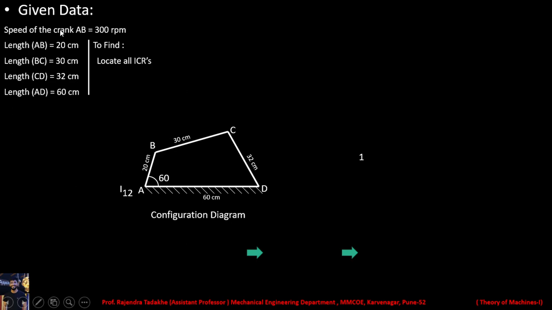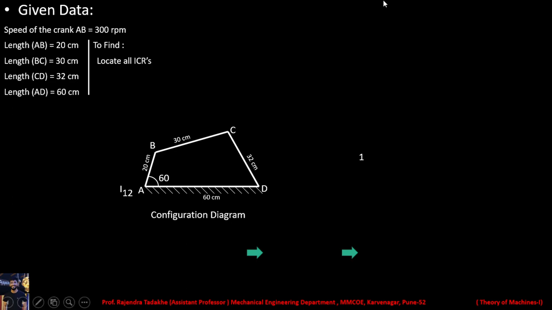Okay, so the speed of the crank AB is given, which is 300 rpm, and dimensions of all the 4 links are given. So those are marked, and the angle of crank AB with respect to the fixed link AD is given, which is 60 degree. And what we have to do is locate all the instantaneous centers when the crank AB is making an angle of 60 degree with the fixed link, and finally we have to calculate the angular velocity of link BC.